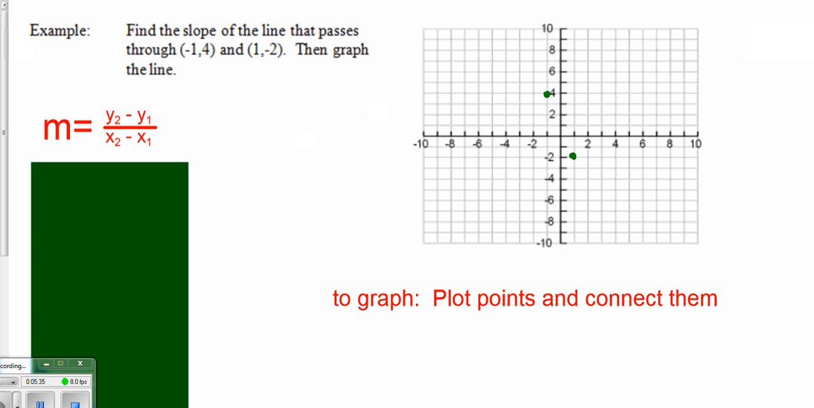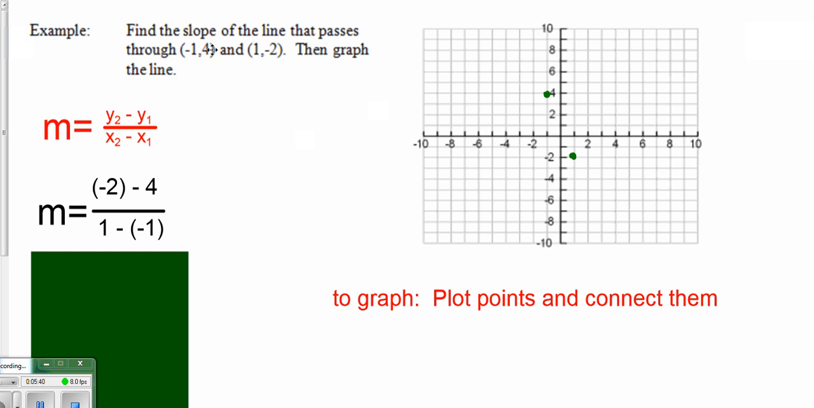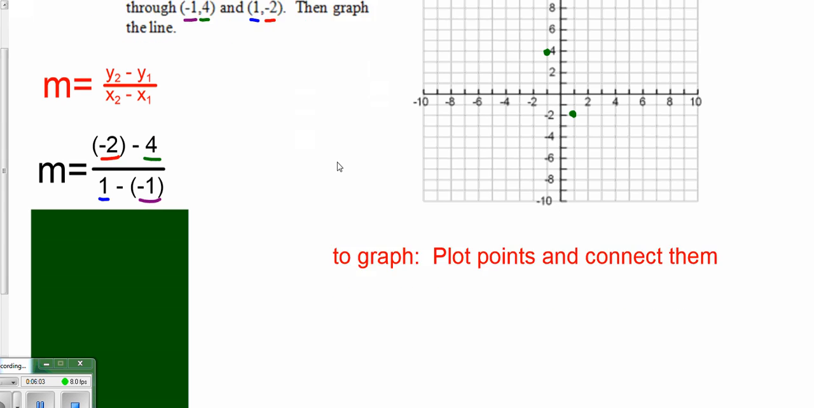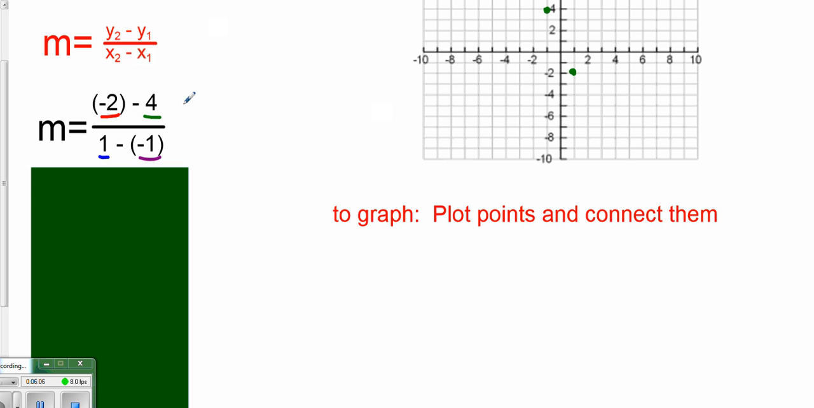So we use our formula, y2 minus y1 over x2 minus x1. In this case, y2 is -2, so that goes right here. y1 is 4, so that goes right here. x2 is 1, so that goes right here. And x1 is this -1, so that's going to go right here. So this is our slope formula spelled out. -2 minus 4 over 1 minus -1.